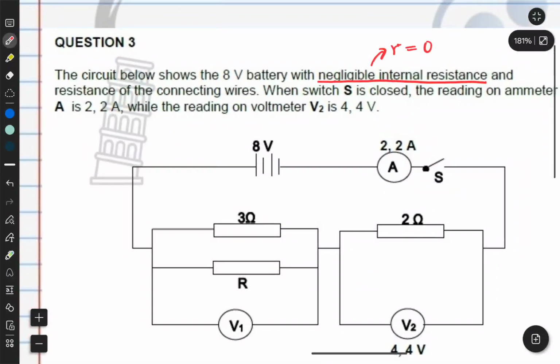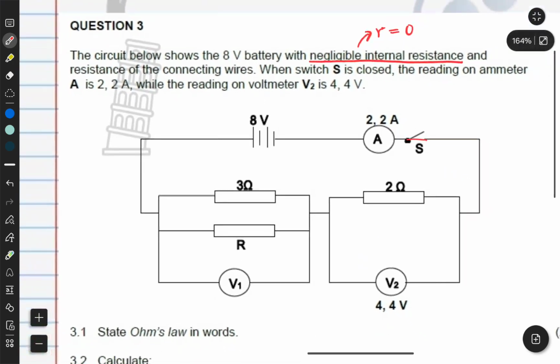Now, we neglect the internal resistance and also the resistance of the conducting wires themselves. And then when switch S is closed, so they close this at some point, the reading on the ammeter, which is ammeter A, is 2.2 amps, okay, while the reading on voltmeter V2 is 4.4 volts. All these values are given in the circuit, so you don't really need to write them down. By just looking at the circuit, you can see all these values are here.